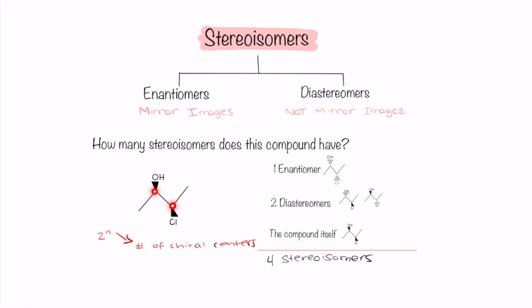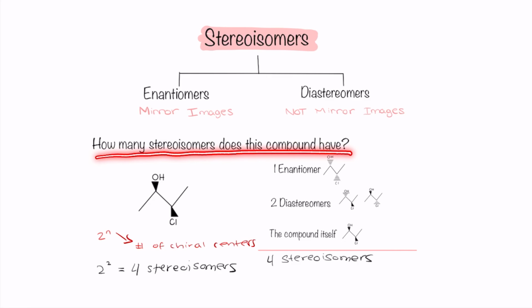So we can put in 2 for n. And if we substitute 2 for n, we get a value of 2 to the 2. And 2 to the power of 2 is 4. Therefore, we have 4 stereoisomers. So if you have this question here, how many stereoisomers does this compound have? All you have to do is count the amount of chiral centers in your compound and substitute that value for n, and that's going to give you the amount of stereoisomers that that compound has.